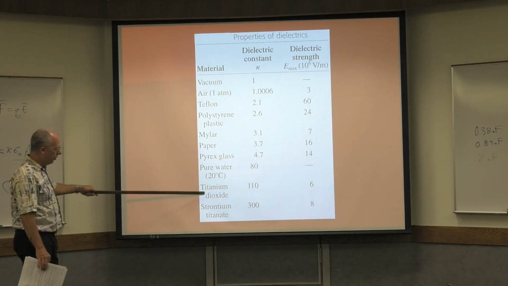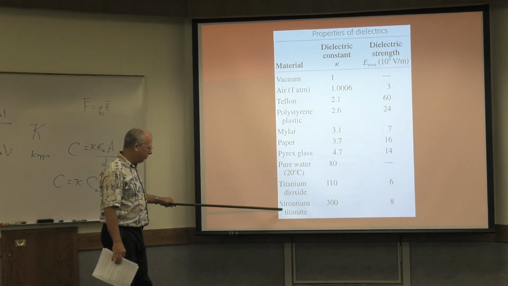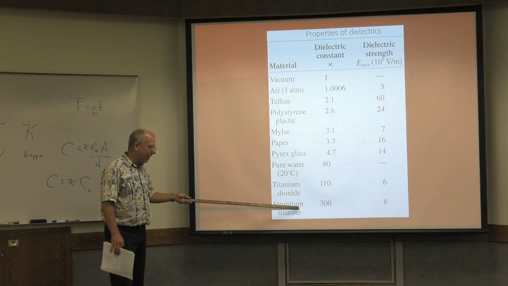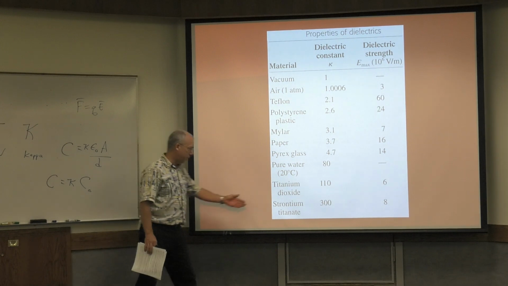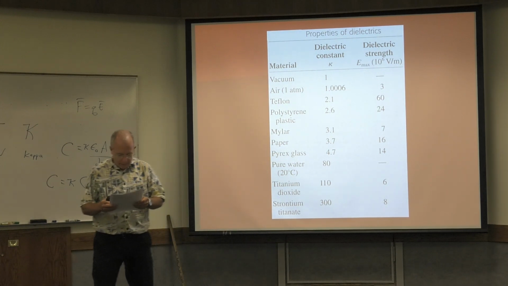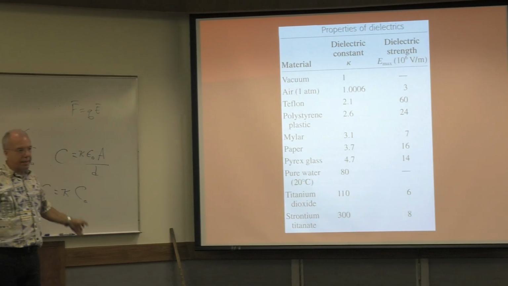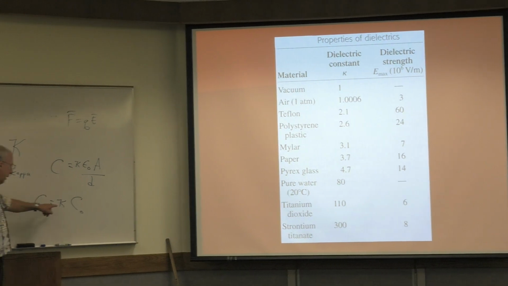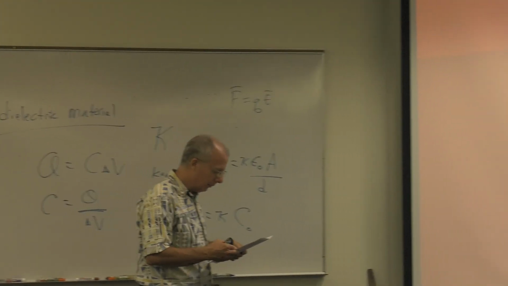Then you have these crazy things. Titanium dioxide, 110. Strontium titanate, 300. Think about it. That increases the capacitance by a factor of 300. That's incredible, right? It's probably super expensive, but anyway. So basically, with all of the equations that deal with capacitance, if you have a dielectric, you just multiply everything by this kappa. And it all works out, so that's not a big deal.